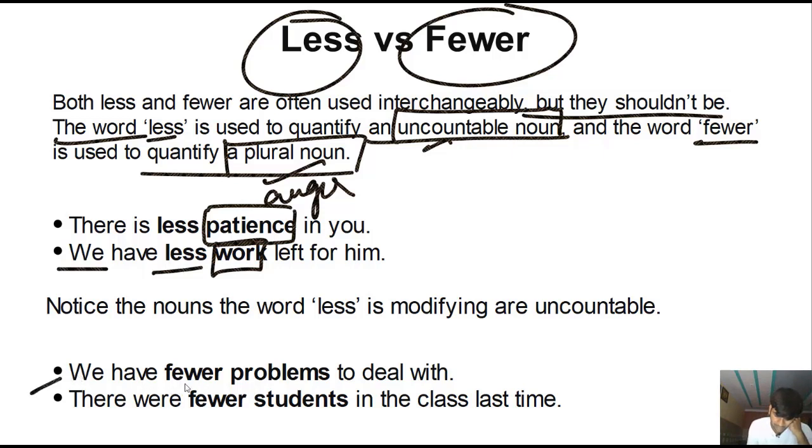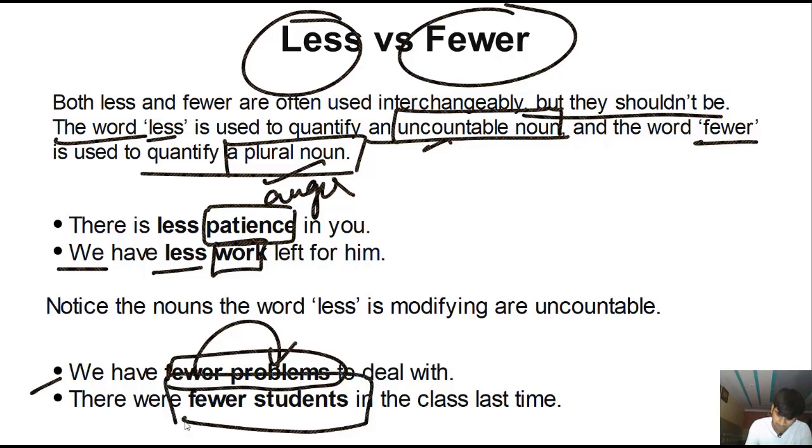Now we have fewer problems to deal with. Fewer problems, so we're talking about the number, but there is not a fixed number, right? You can count problems. There were fewer students in the class last time. Fewer, not less, right? There were fewer students. I cannot say less students. I'll say fewer students. So this is the difference between less and fewer.